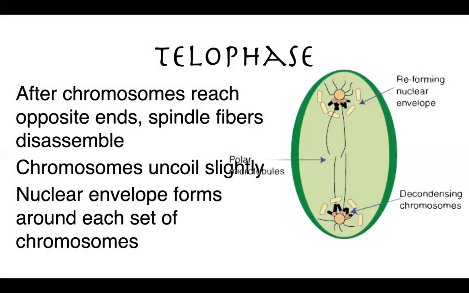And finally, we have telophase. After the chromosomes reach the opposite ends of the cell, the spindle fibers are going to disassemble. The chromosomes will start to uncoil, and new nuclear envelopes are going to start to form around each new set of chromosomes. In telophase, you're kind of reversing what happened during prophase. So you don't really have to remember both prophase and telophase, if you just remember one of them and you just know they're opposite of each other.